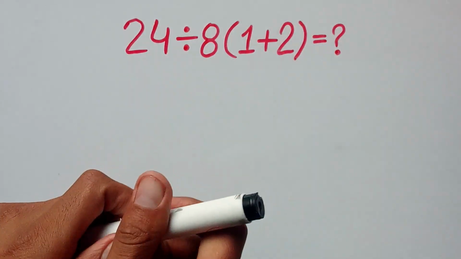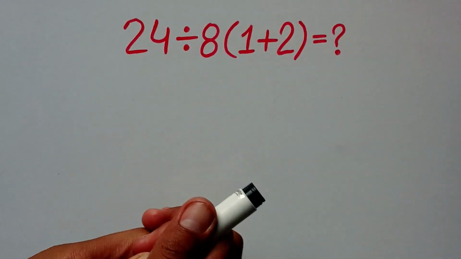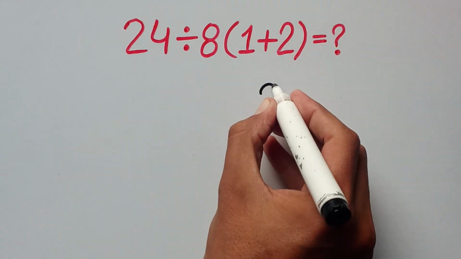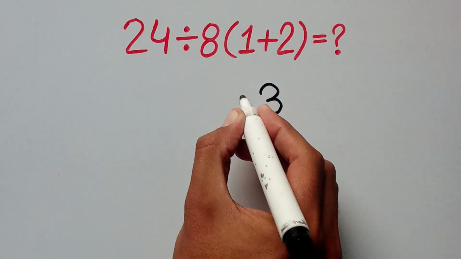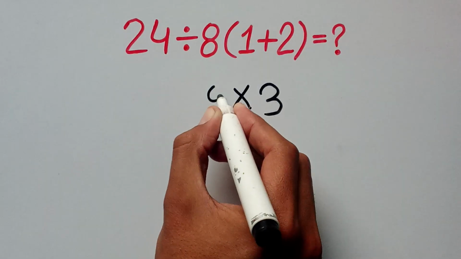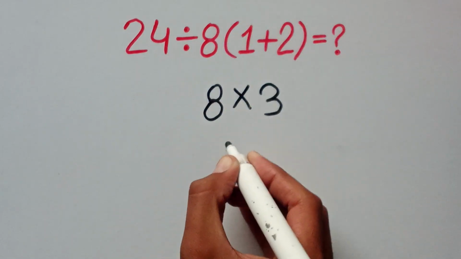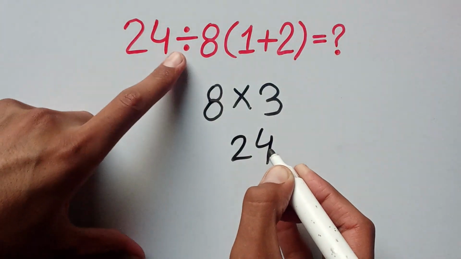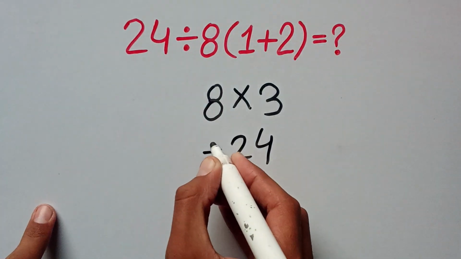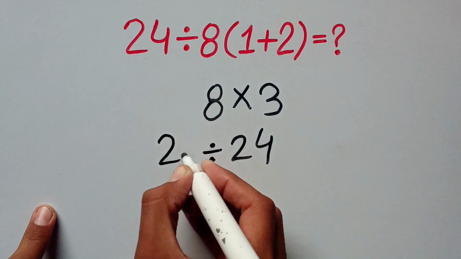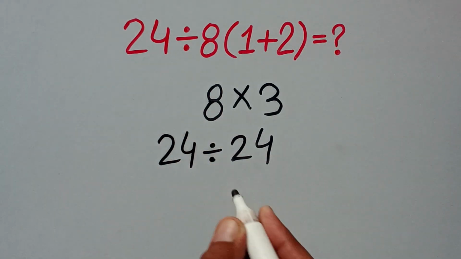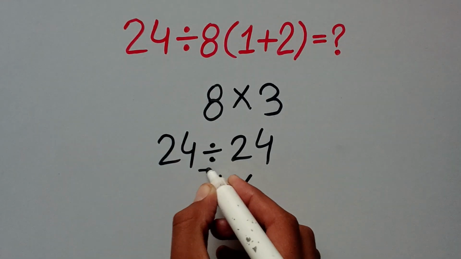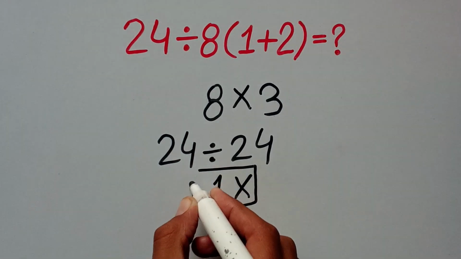Most people solve this question by the wrong method. They solve 1 plus 2 equals 3, multiply by this 8, which equals 24. 8 times 3 equals 24, divided by this 4, so 24 divided by 24 equals 1. But trust me, this answer is absolutely wrong.